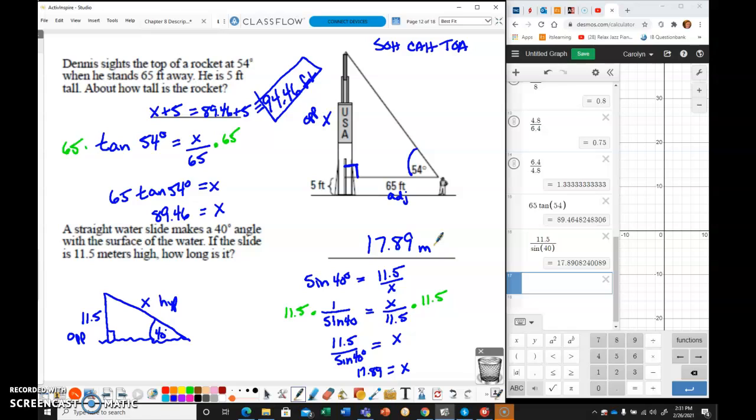Okay, but we also have to be able to solve for missing angles, and that's what we're getting into in the next video.